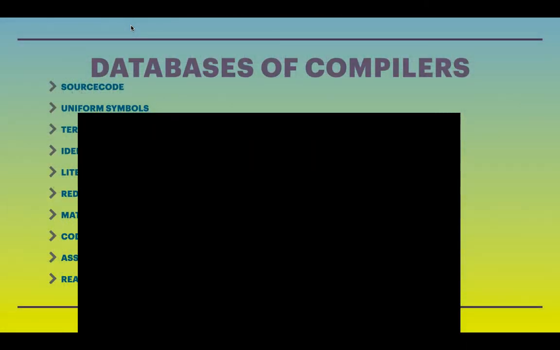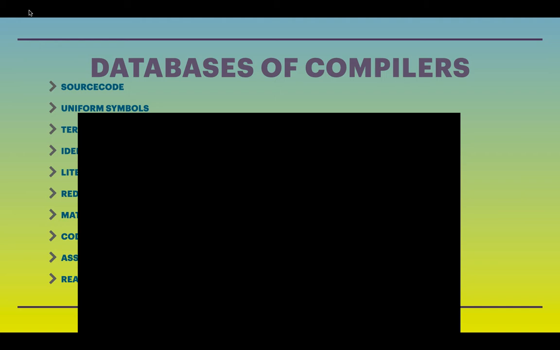In this session, we'll see what databases are involved inside this general model of the compiler. These databases are not rocket science. They are just inside this general model of the compiler diagram. If you have taken a look, the first phase was lexical analysis. So in lexical analysis, what all jobs does it do?